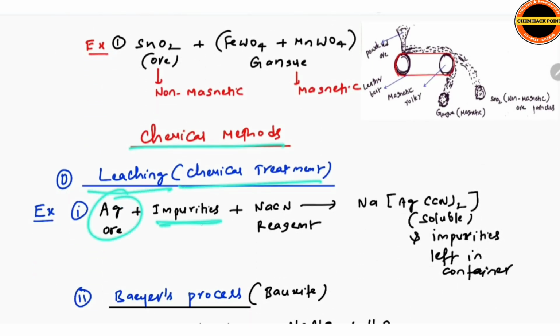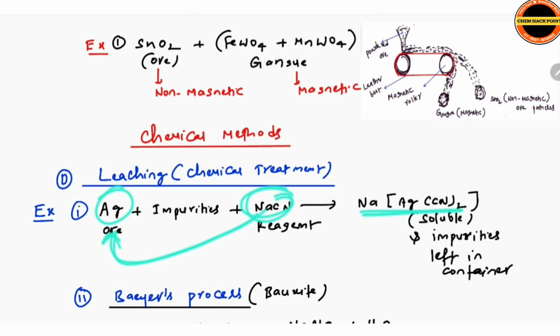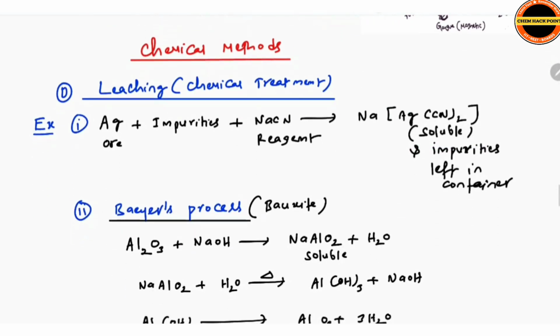Chemical methods, leaching or chemical treatment. Silver ore along with impurities is allowed to react with the reagent NaCN, which combines with silver and forms a soluble complex. Once the soluble complex is formed, impurities are left over in the container itself, whereas we transfer silver in the form of the soluble complex into another container. Impurities are left over.